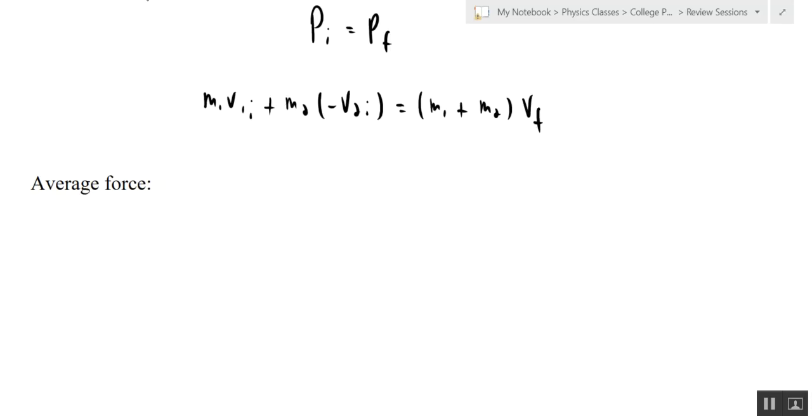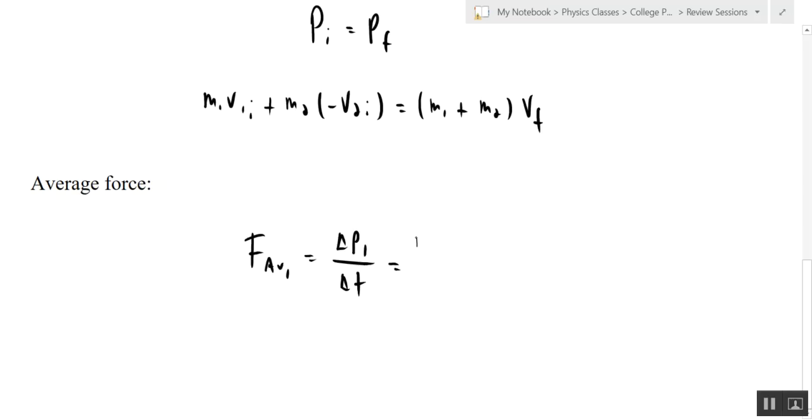It's a fraction, right? It's like an average. It's the impulse, which is the change of momentum. You can either write it as the impulse or the change of momentum. So if you want to find the average force on mass 1, it's the change of momentum in mass 1 divided by the time it takes to change its momentum.